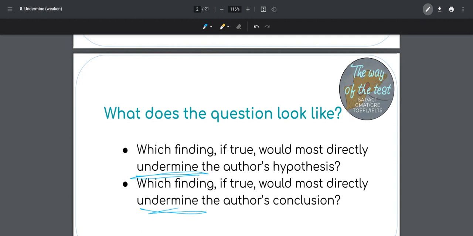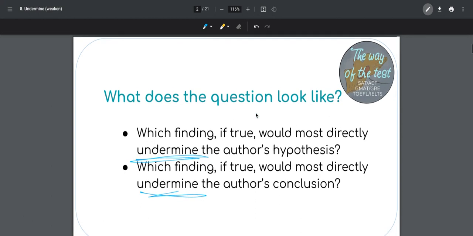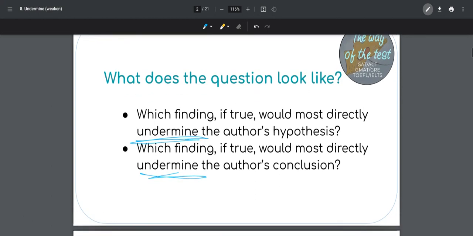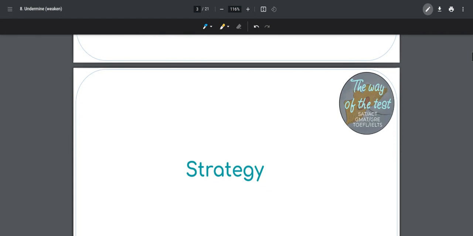Remember, undermine doesn't necessarily mean make it false, make it completely wrong. It means just make it less likely, which just means maybe it's not 100% true. We're not trying to make it 0% true.